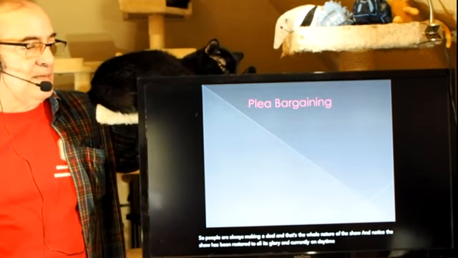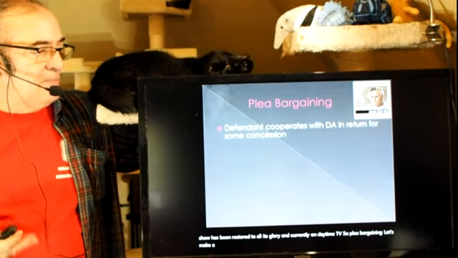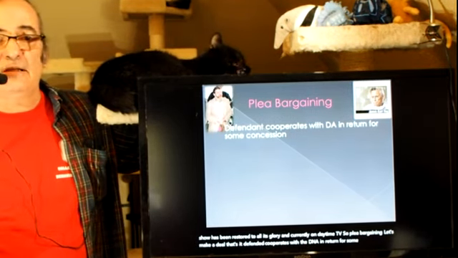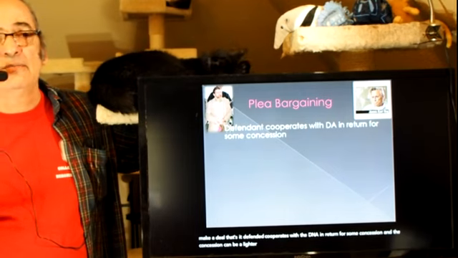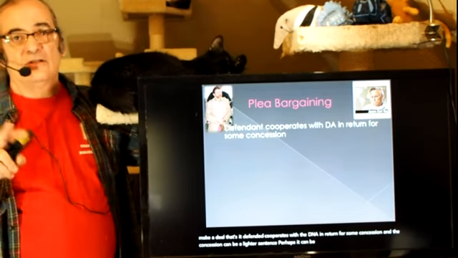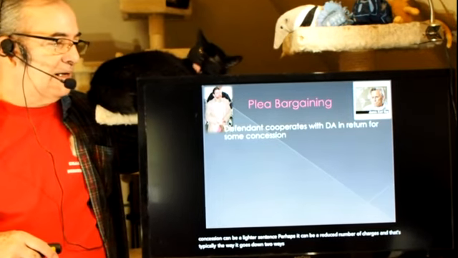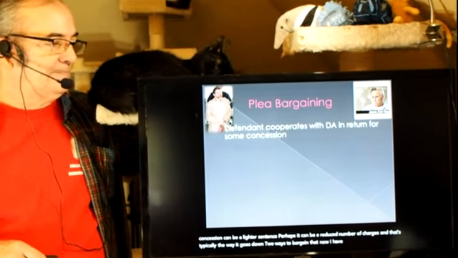So plea bargaining, let's make a deal. That's it. The defendant cooperates with the DA in return for some concession. The concession can be a lighter sentence, perhaps. It can be a reduced number of charges, and that's typically the way it goes down. Two ways to bargain that. Now, I have two plea bargainers here.